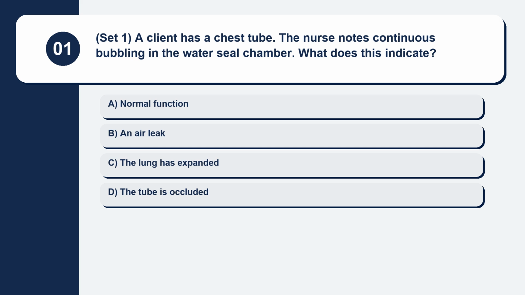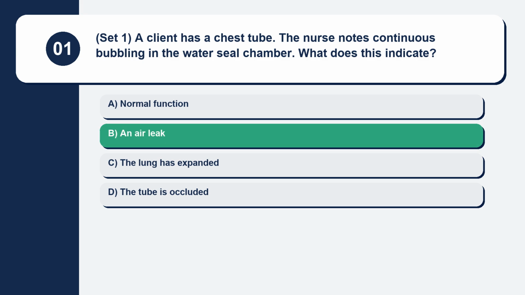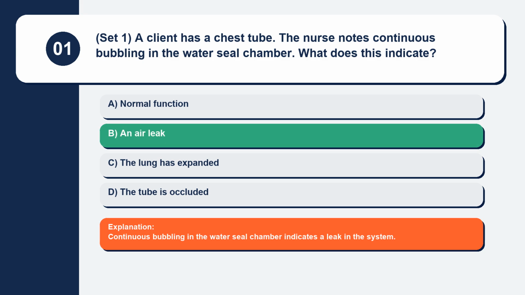Question 1. Set 1. A client has a chest tube. The nurse notes continuous bubbling in the water seal chamber. What does this indicate? Normal function, an air leak, the lung has expanded, the tube is occluded. Continuous bubbling in the water seal chamber indicates a leak in the system.